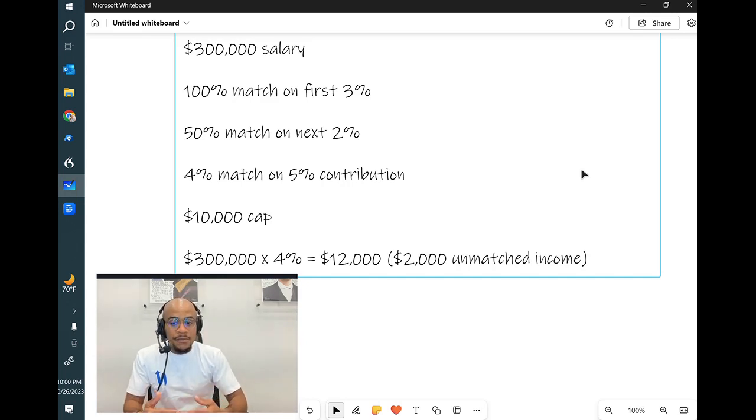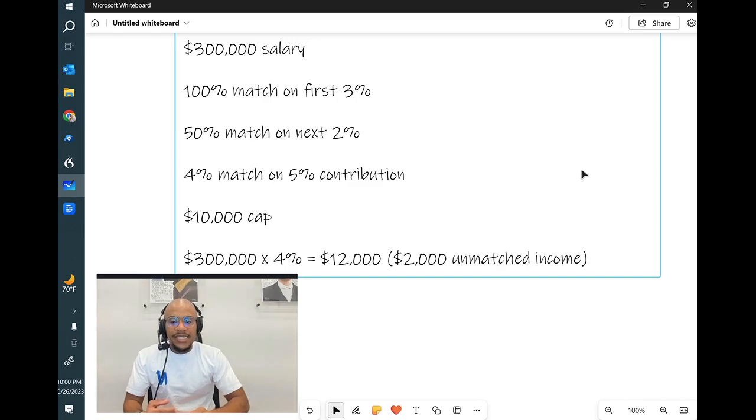So if you earn enough money where your match exceeds that limit, you don't get to take advantage of the full match. If you're following along with us on screen, let's go through an example. Let's say that we have somebody who works for a corporation and they have a $300,000 salary. And they participate in their company plan, and that plan has matching contributions.